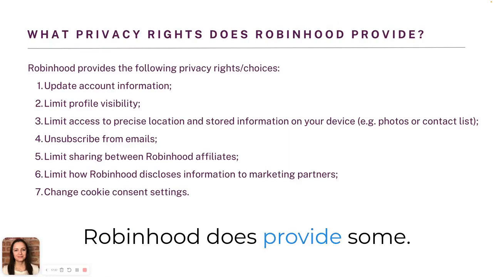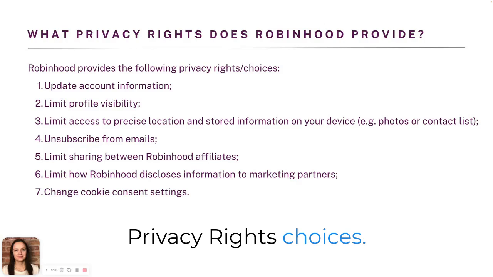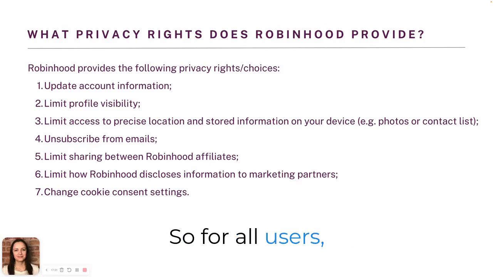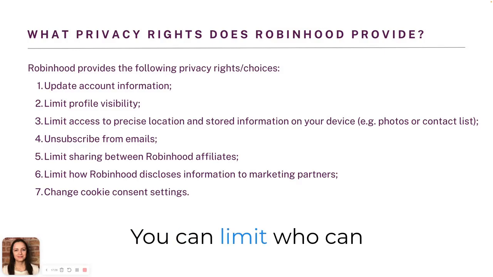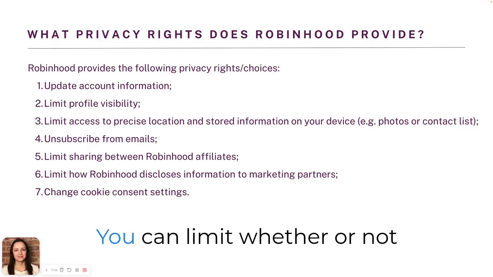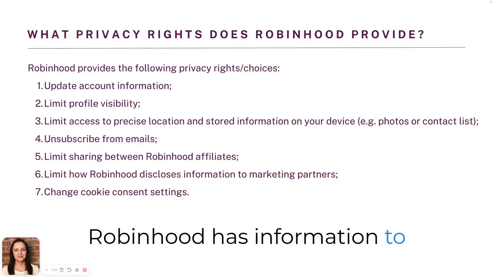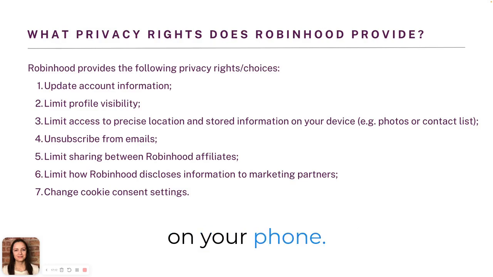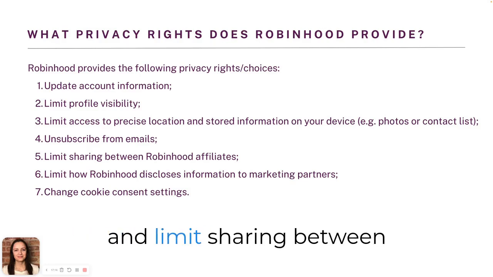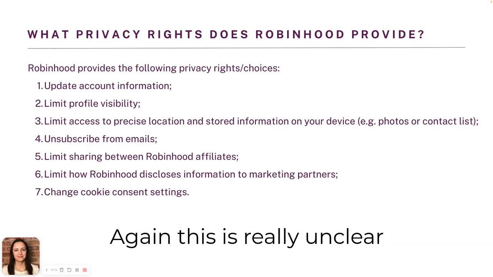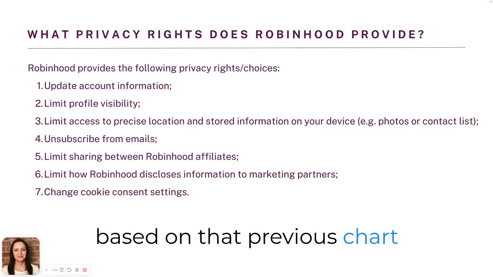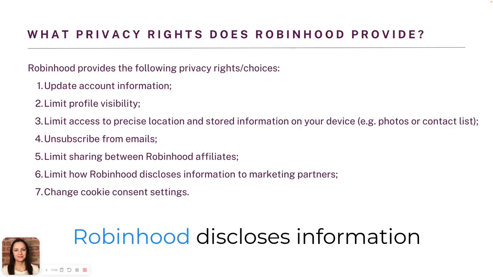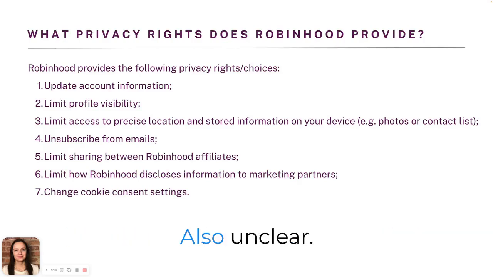Now, Robinhood does provide some privacy rights and choices. For all users, you can update your account information. You can limit who can see your profile. You can limit whether or not Robinhood has access to your photos or your contact list or your geolocation. You can adjust those settings on your phone. You can unsubscribe from emails and limit sharing between Robinhood affiliates. Again, this is really unclear based on that previous chart that we looked at. And limit how Robinhood discloses information to marketing partners. Also unclear. The previous chart said that you can't limit this, but the privacy policy says that you can.